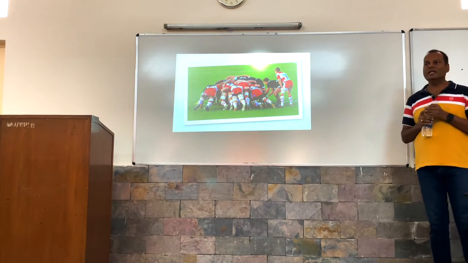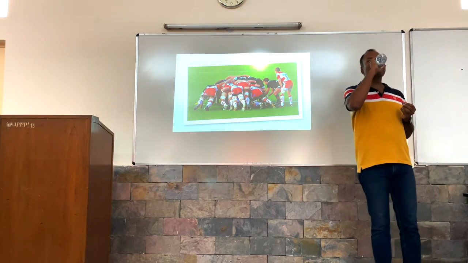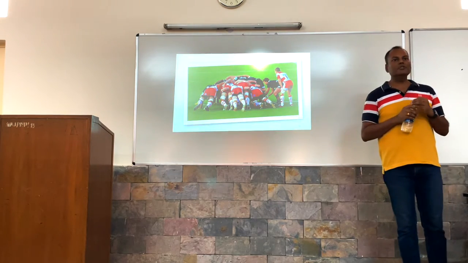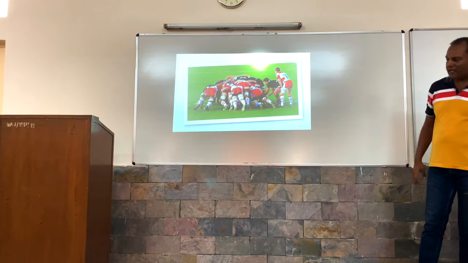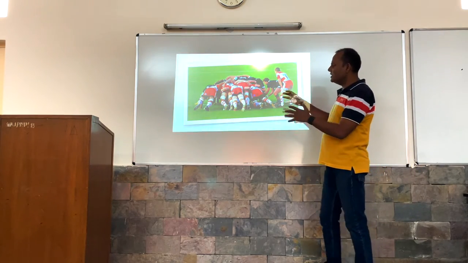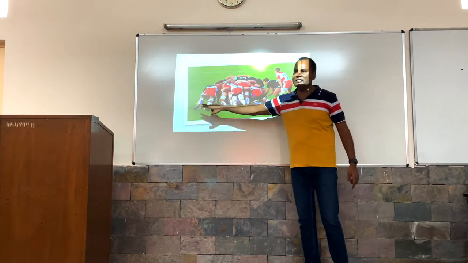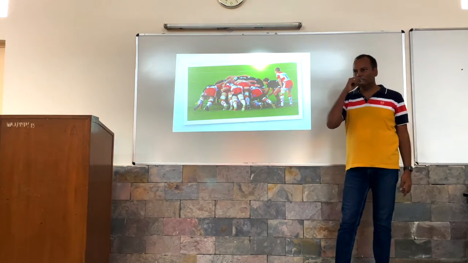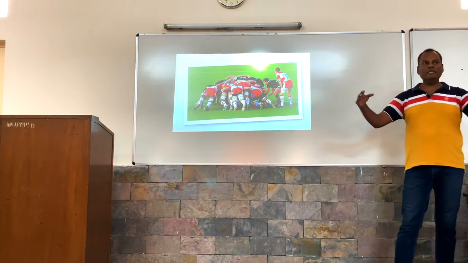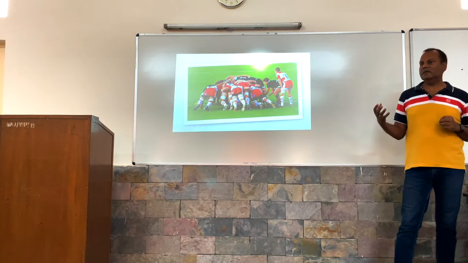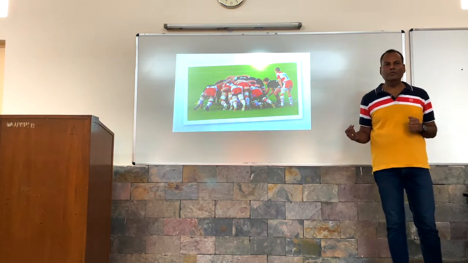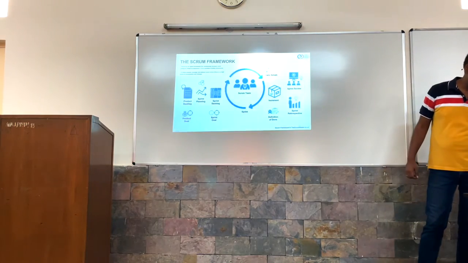Do you know what this is? Any idea? Any guess? Yeah, correct. This is a rugby game, and in rugby all the team members stay in one place. They work in collaboration, try to save the ball, and they form this structure. This structure is called a Scrum. Same in software development or any project, the entire team forms a structure and works towards the objective, towards meeting the project goal, towards customer satisfaction, towards providing value to the user. That's why we call it Scrum.